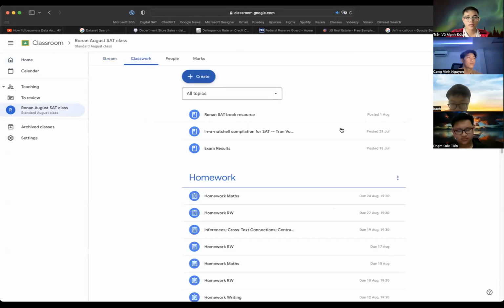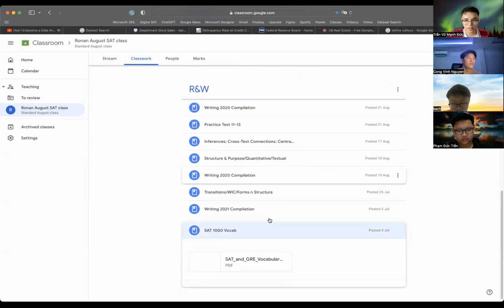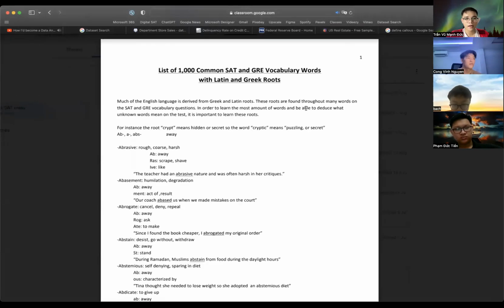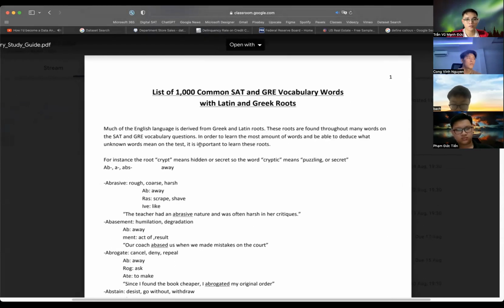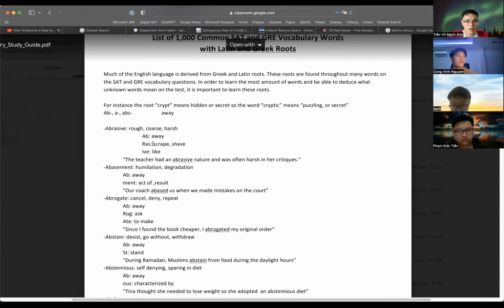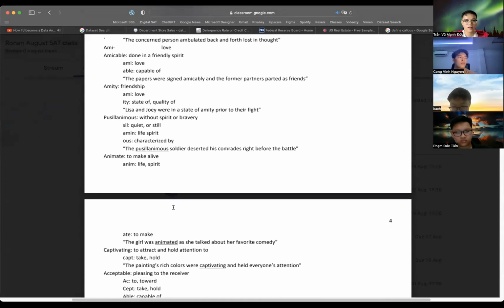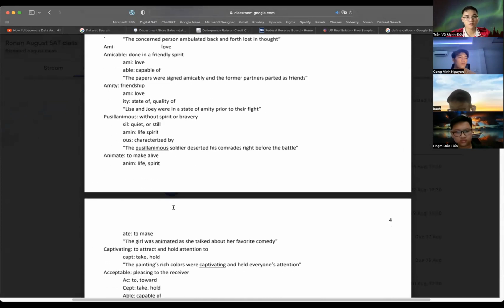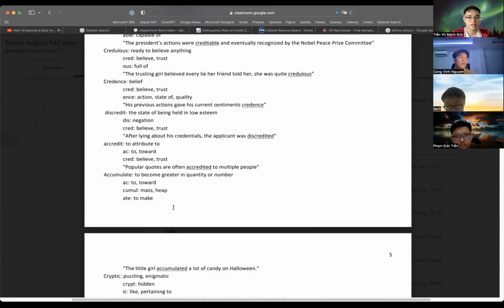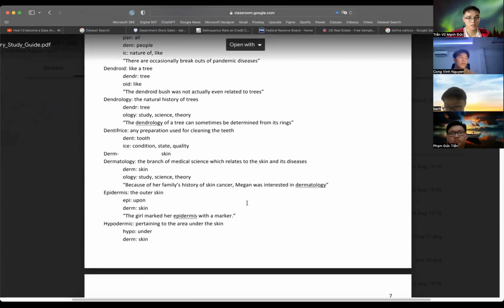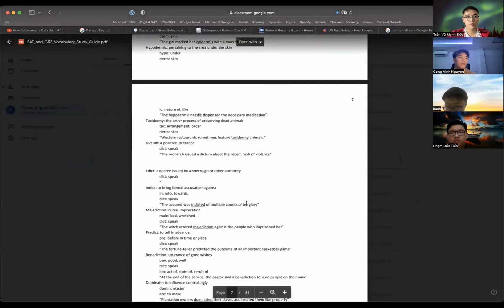Open classwork, and then scroll down, you can see the SAT 1000 vocabulary. And this is the vocabulary for SAT and GRE. And it will be with Latin and Greek roots. For example, abrasive, ab- away, rasus scrape, things like this. Try to read it for fun sometimes. If you don't really have anything to do for like 10 minutes, you can open this PDF and read through it, because it will help you tremendously. Epidermis, right? And that is how basically I learned new words like 3 years ago.